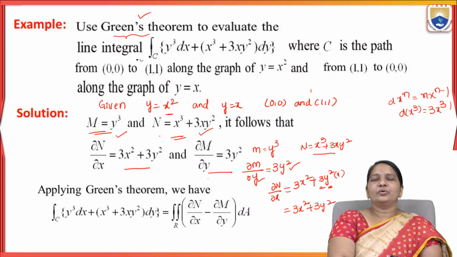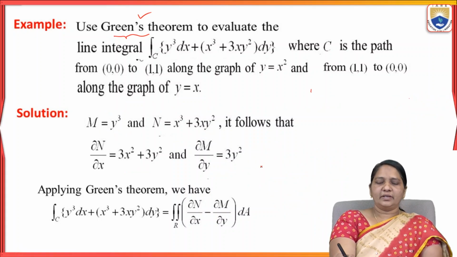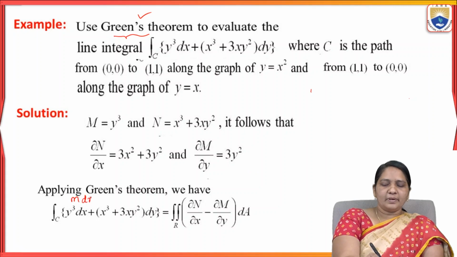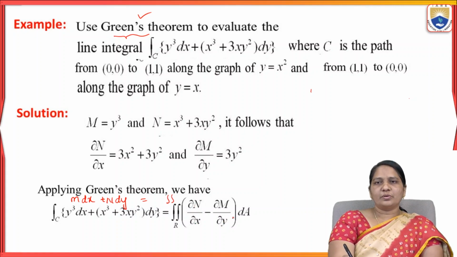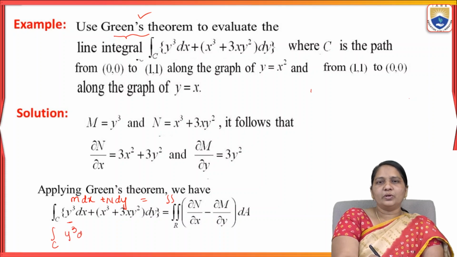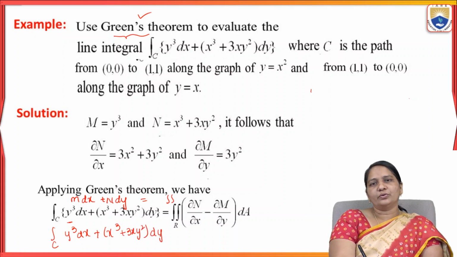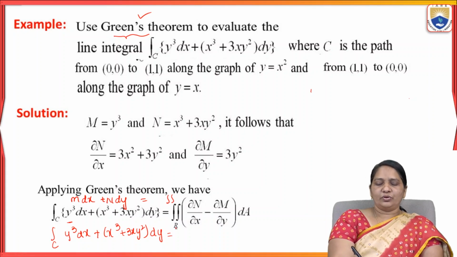So now we are going to use the statement to replace these values. See here, integral M dx plus N dy equals double integral over R of (∂N/∂x minus ∂M/∂y) dA. Here the M value is given, the integral over C of y³ dx plus (x³ plus 3xy) dy. So this is the given integral. This value we are going to calculate now.